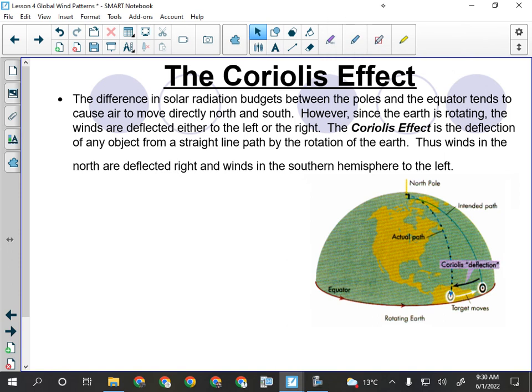Does the same thing happen in the southern hemisphere? It does, okay, but it's opposite. So the winds are still going to be deflected. They're still going to do the same thing, but from the southern hemisphere, the perspective is opposite. Okay?